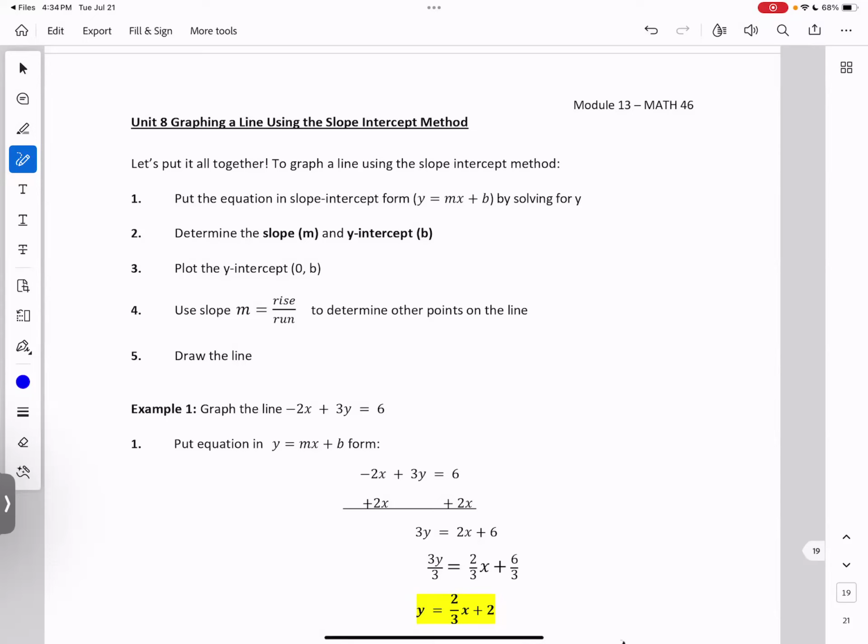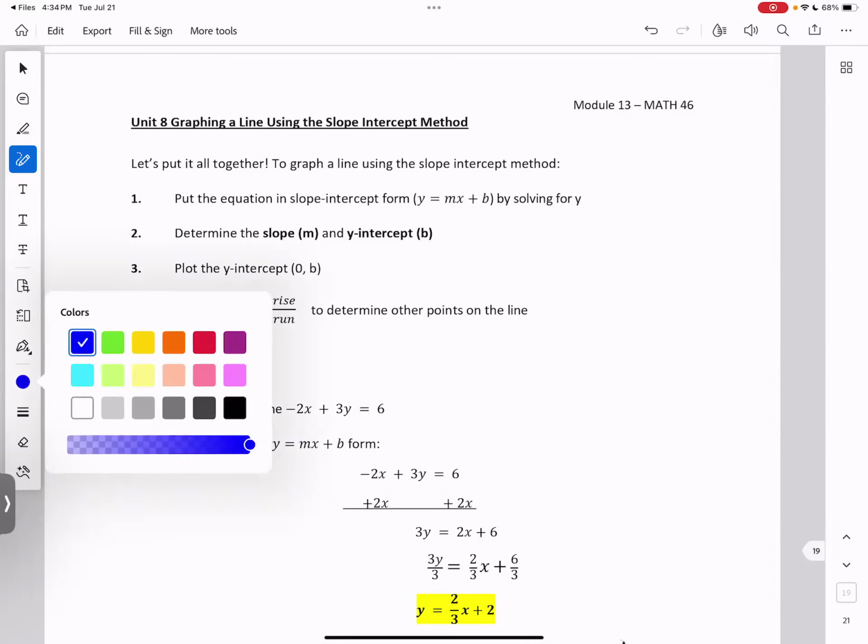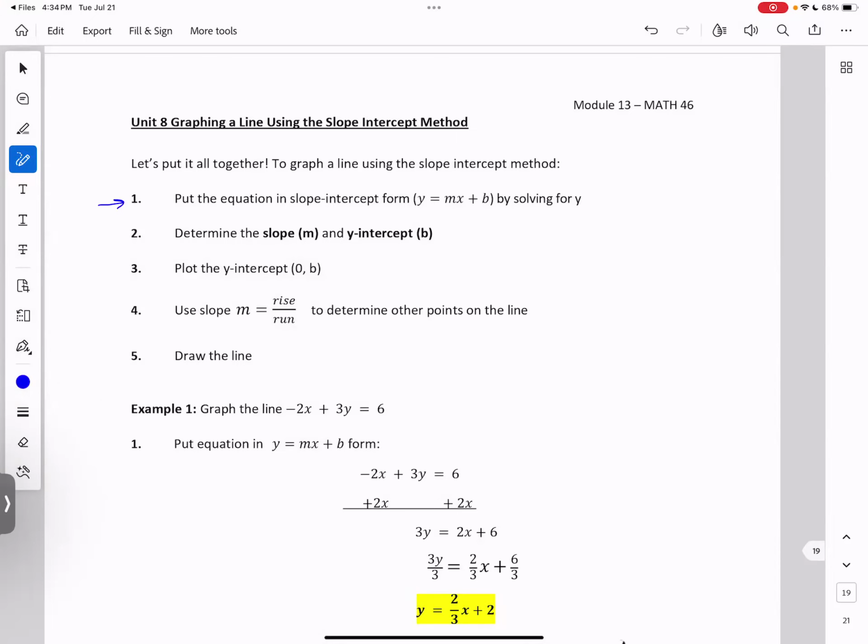Okay, so what you're going to do is first put the equation into slope-intercept form, just like we were practicing in the last section. Then from that, you'll be able to figure out your slope and y-intercept. And then on your graph, start by plotting the y-intercept. Once you have that first point, you can use your slope, rise over run, to calculate another point or two on the line, and then you can draw the line.